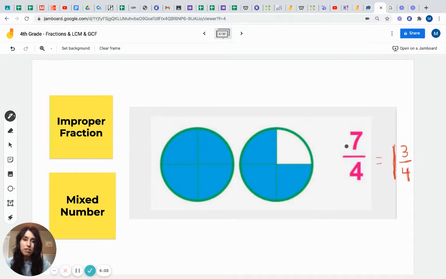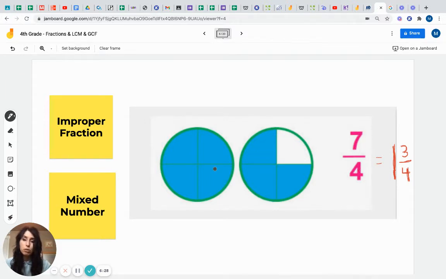Well, an improper fraction is an example of this number here, 7/4. It's improper because a proper fraction always has the smaller number on top and the larger number on the bottom. In this case, it's not proper, is it? It's improper. That im is a prefix that means not. So it's not proper because the 7 is larger than the 4. So we call this an improper fraction.